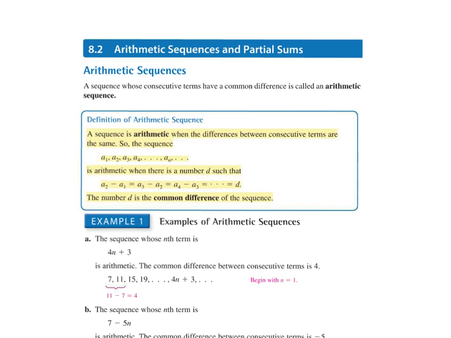Right, and we are back. So today we are talking about arithmetic sequences and partial sums.